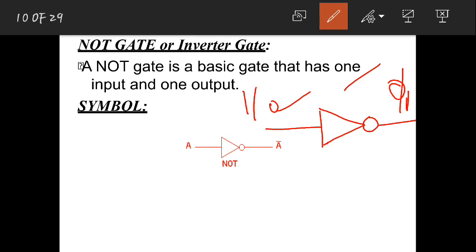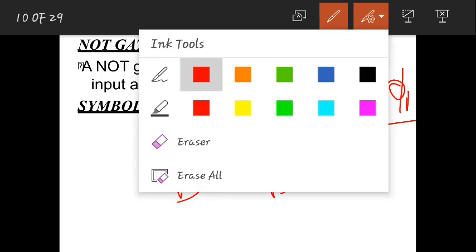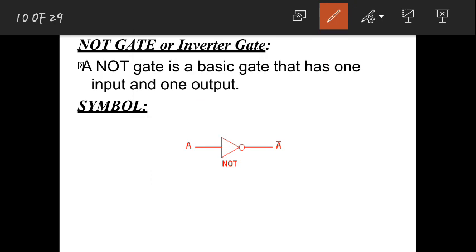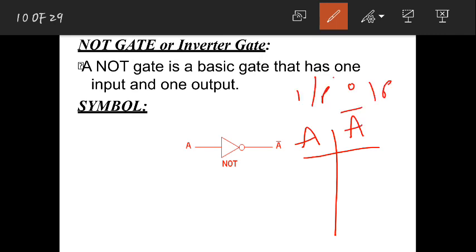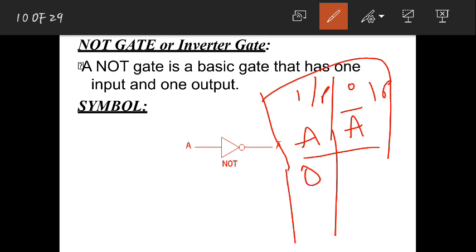If the variable taken is A, the output you will get is A bar. Whatever you give, it will complement at the output terminal. So, for this truth table, how can you write? They have taken the input variable as A. You do not have 2 inputs, you have only one input, that is A, and A bar is your output. So, when you give A as 0, the output will be 1. When you give A as 1, the output will be 0. This is the truth table for the NOT gate.